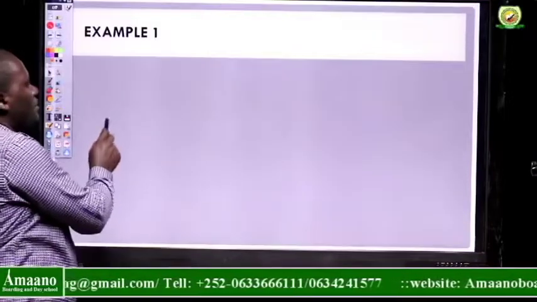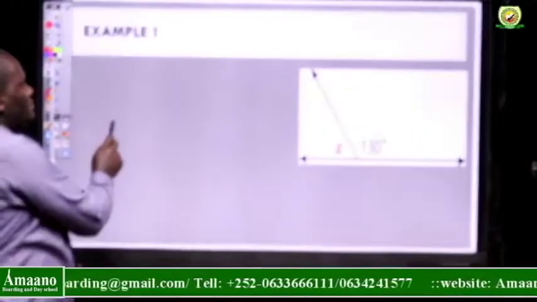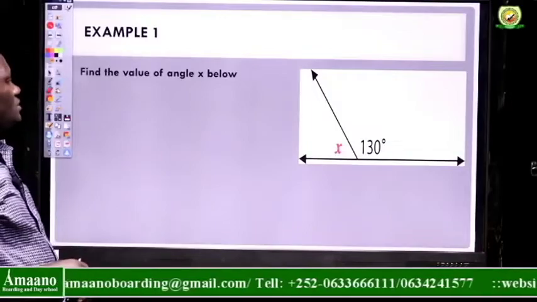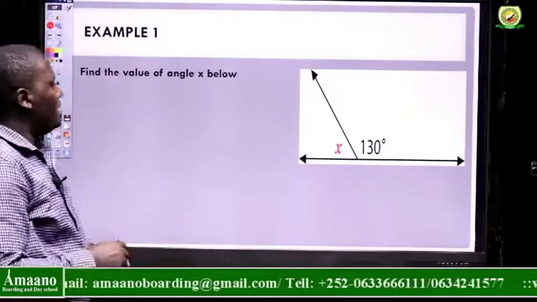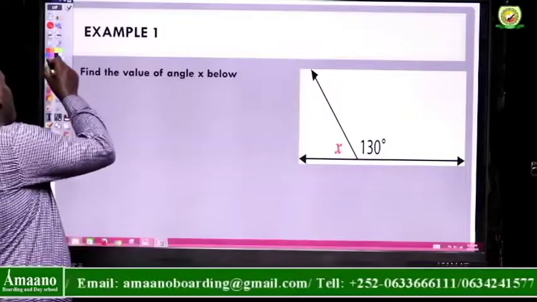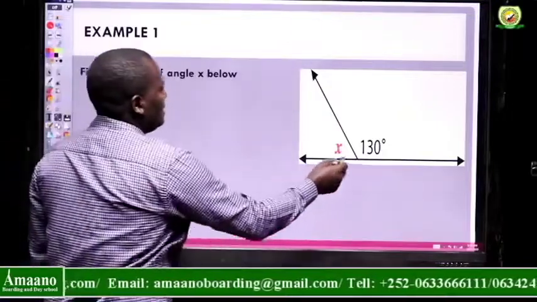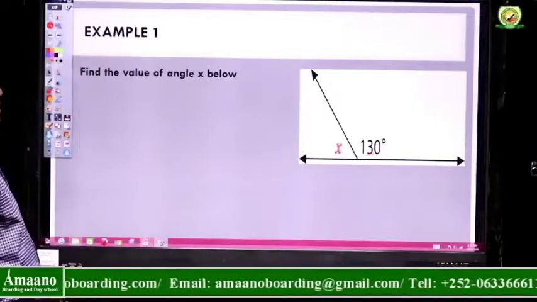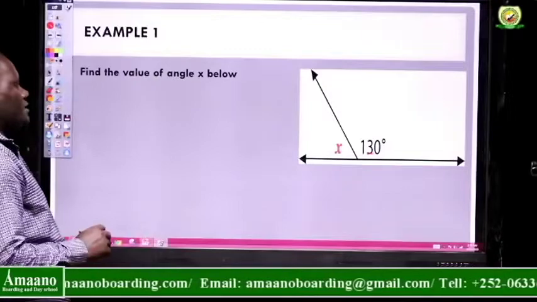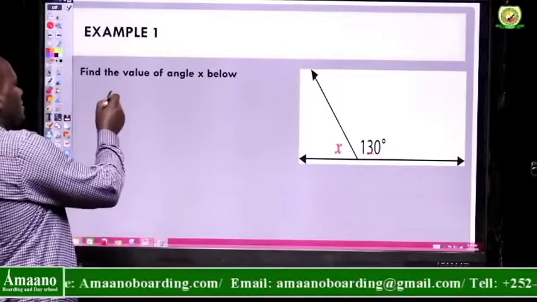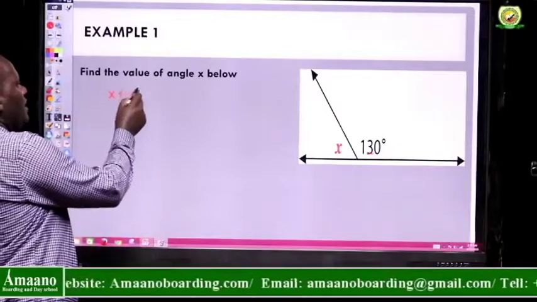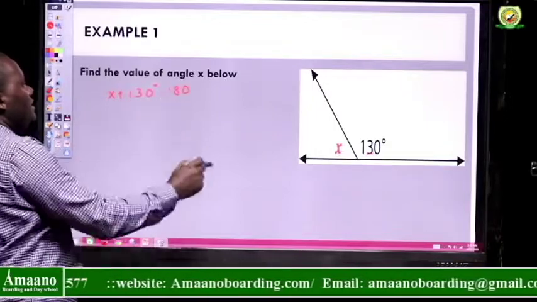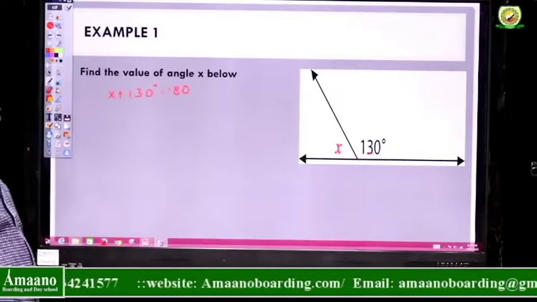Okay, let's go to example number 1. Find the value of angle X below. That's X. We are given one part, and that one part, it is 130 degrees. Now, how do we find X? To find X, we take X plus 130 degrees equals to 180 degrees. That is angles on a straight line.